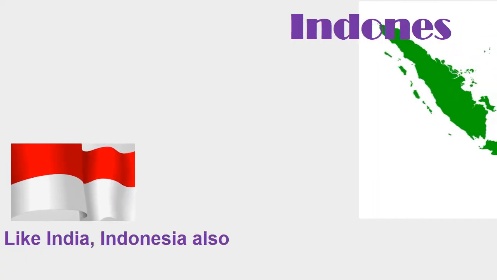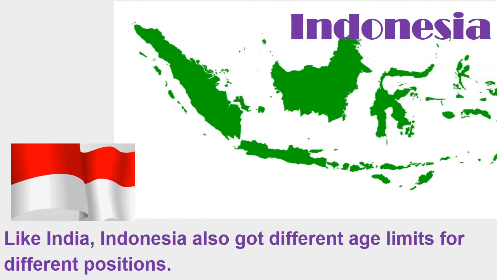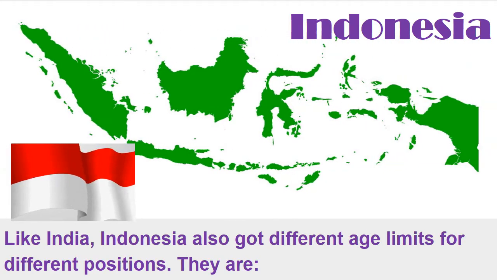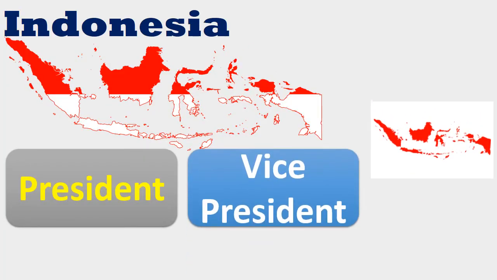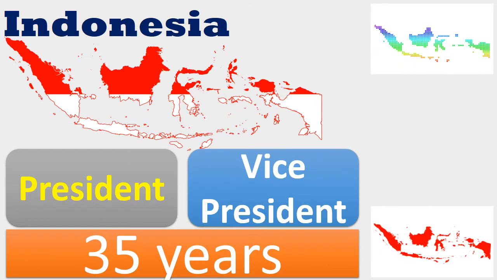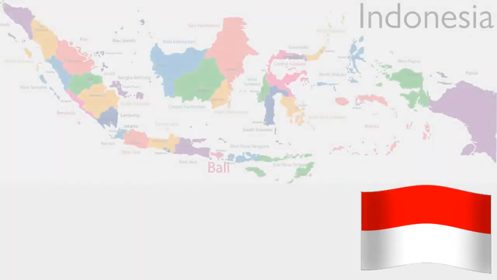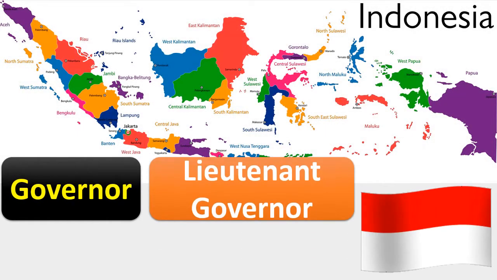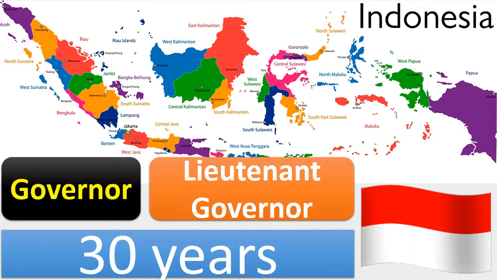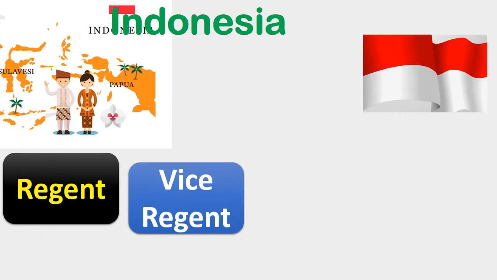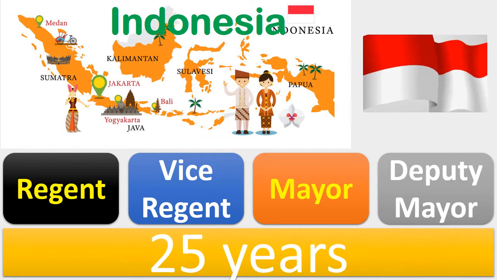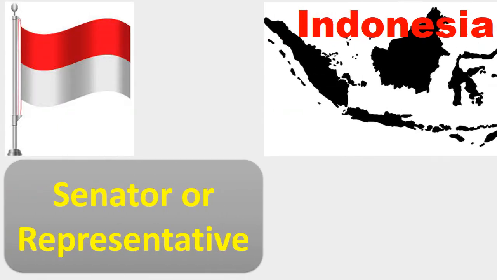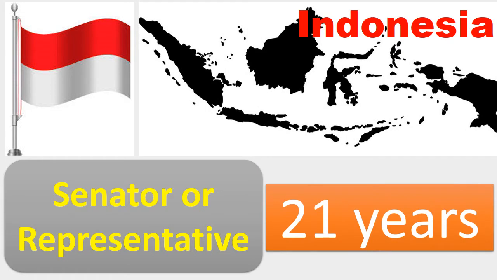Like India, Indonesia also has different age limits for different positions. They are: the minimum age limit for president or vice president is 35 years. The minimum age limit for governor or lieutenant governor is 30 years. For regent, vice-regent, mayor, deputy mayor, the minimum age limit is 25 years. To become a senator or representative, the minimum age limit is 21 years.